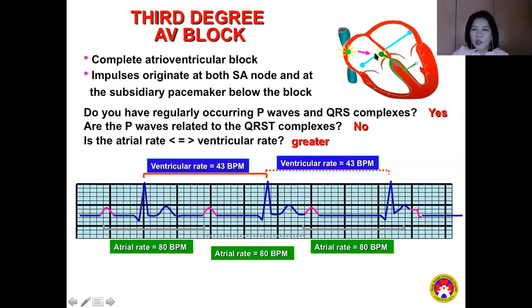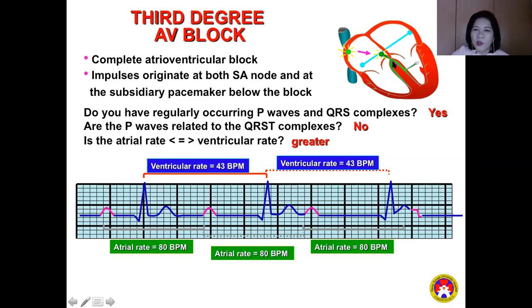However, the wave of depolarization is not conducted to the ventricles. So what will happen is that the ventricles must be paced by other pacemaker cells. And you have your His-Purkinje system. Your His-Purkinje system are also pacemaker cells. They are capable of firing. The only difference is that they fire at a slower rate, from 20 to 40 per minute.